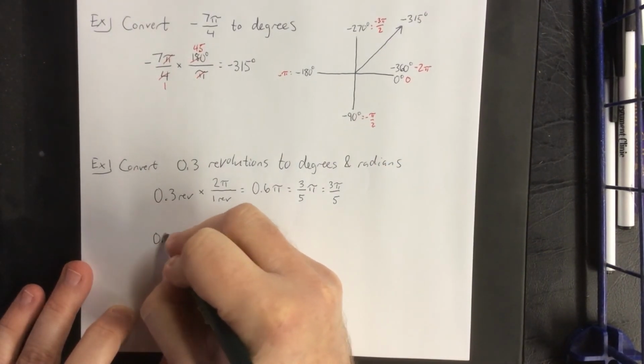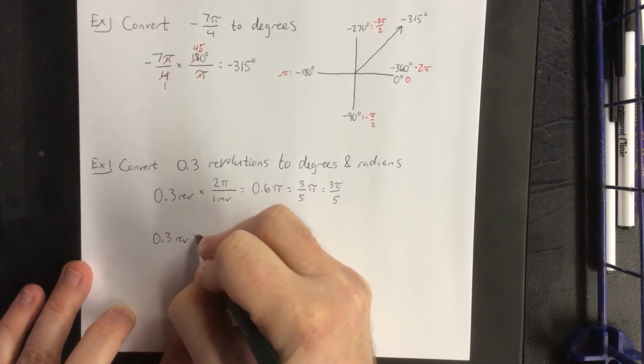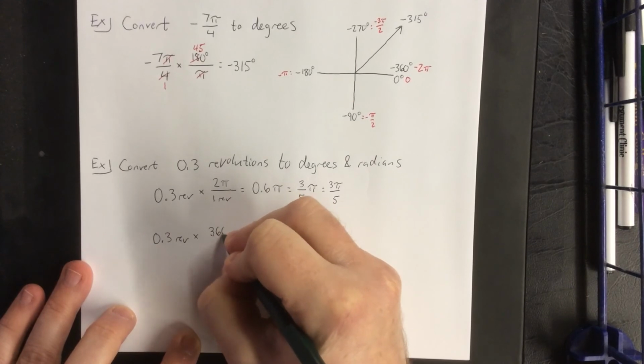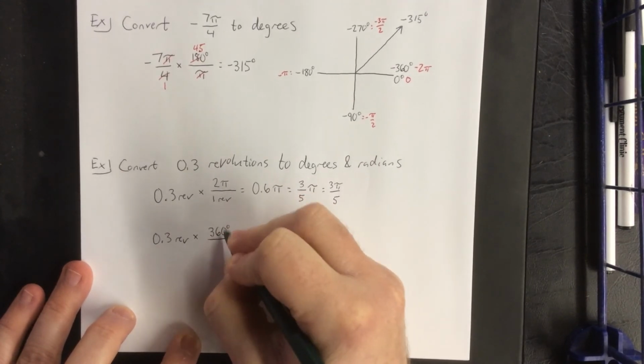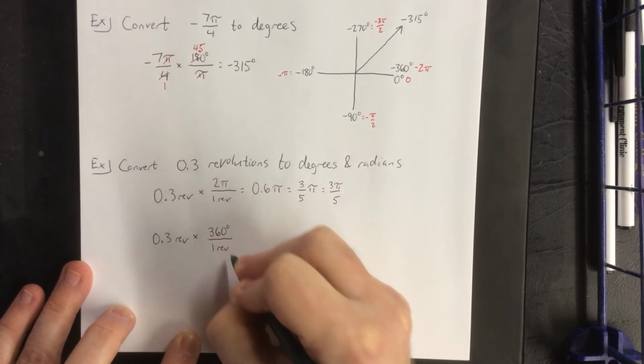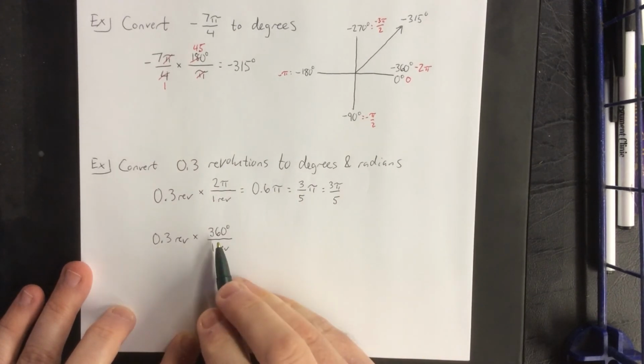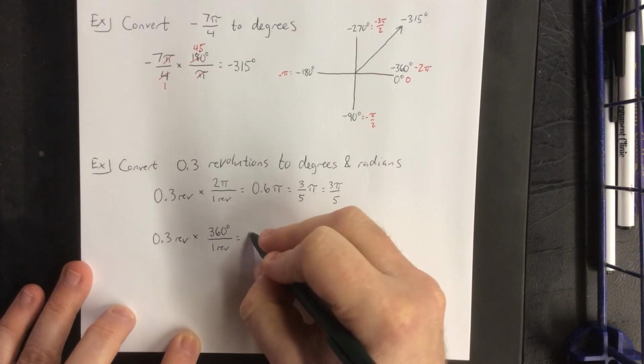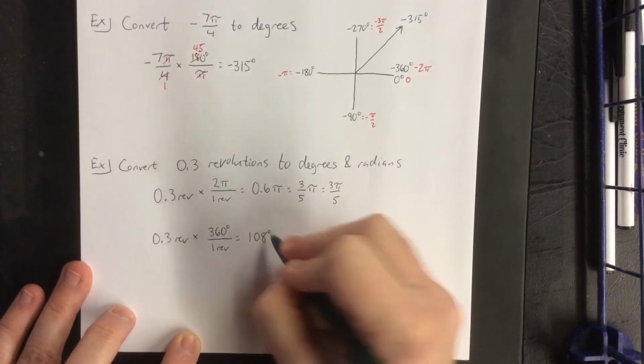In order to convert to degrees, we need that 1 revolution is the same as 360 degrees. So convert to on the top, convert from on the bottom. 0.3 times 360 would be the same as 3 times 36. 3 times 36 would be 108 degrees.